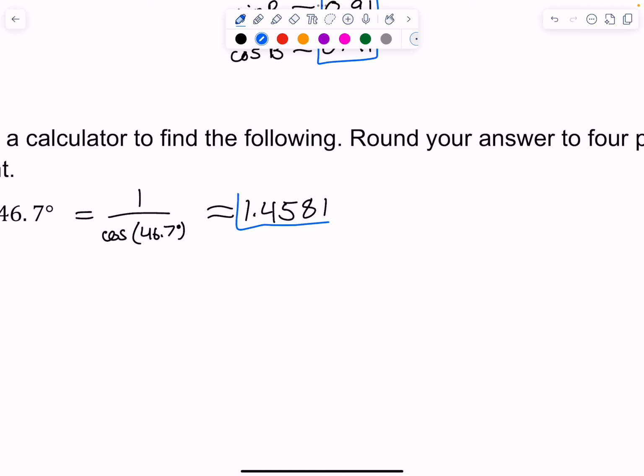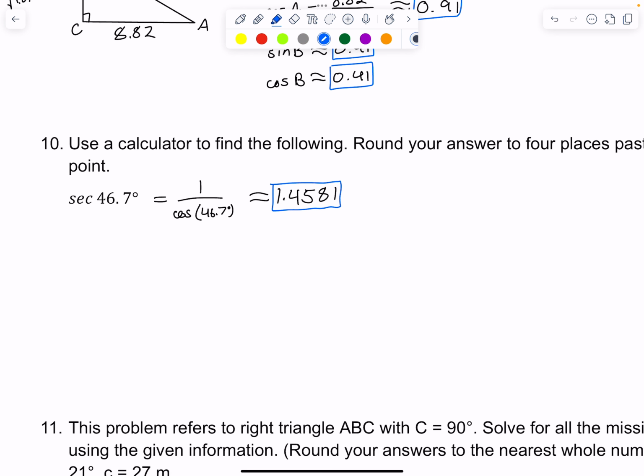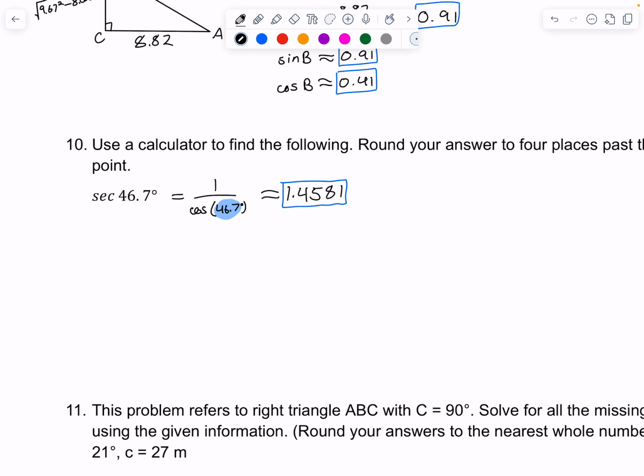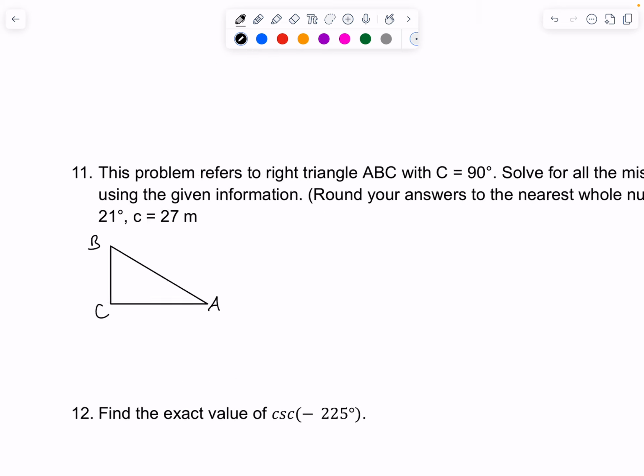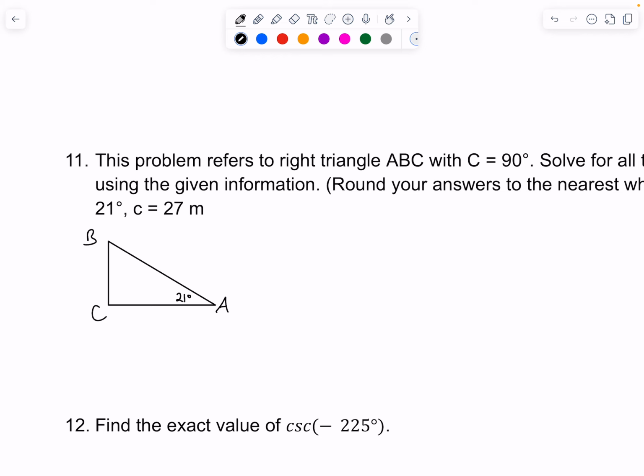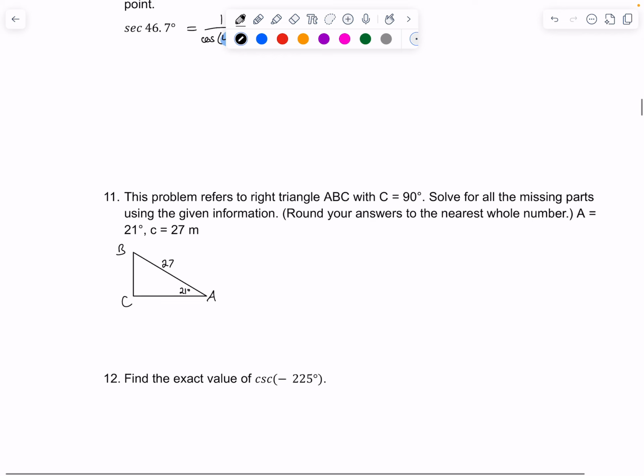And again, on this type of problem, whenever you're taking the sine or cosine or tangent or anything else, and you're typing in an angle, make sure your calculator is in the right mode, degrees or radians. So number 11 says this problem refers to the right triangle ABC, with C is 90 degrees. So again, it's probably a good idea to draw it. Okay, solve for the missing parts using the given information. It says angle A is 21 degrees and C is 27.